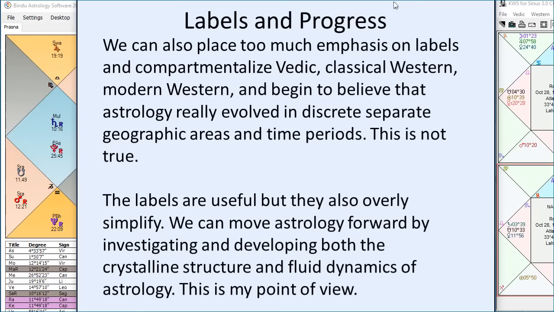What we really need to do, here's the final conclusion that I feel personally very strongly about, just to let you know where I stand on that. My last two sentences here on this slide. We can move astrology forward by investigating and developing both the crystalline structure and the fluid dynamics of astrology, period. Full stop. That's it. This is my point of view.